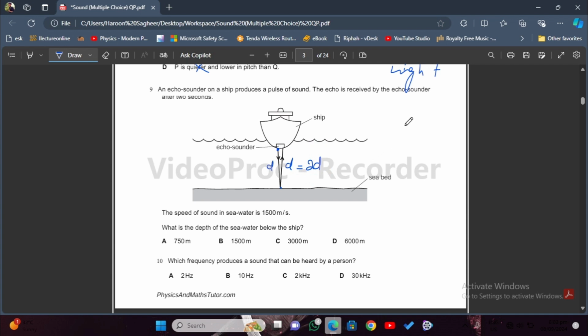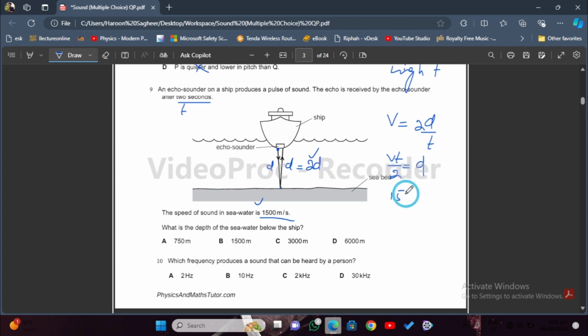We do know the formula to find the speed of the wave, that is v equals d over t, distance over time. But here we would have to include a factor of 2, this one, because the sound wave is covering twice the distance. Now everything is given: 2 seconds, 1500 meters per second, that is velocity, that is time. So we just need to rearrange this formula to find the depth of the sea.